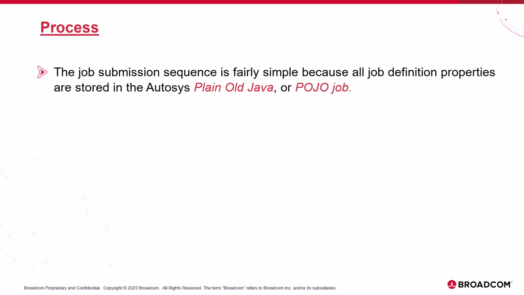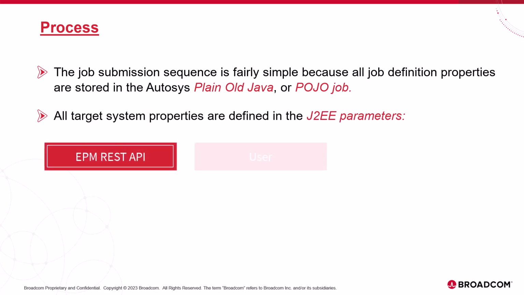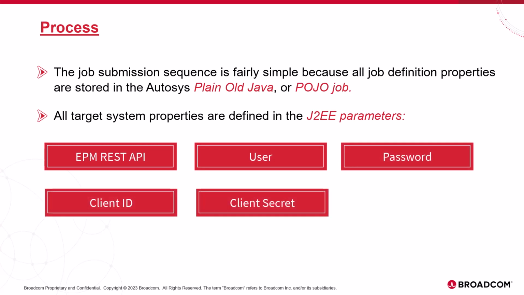The job submission sequence is fairly simple because all job definition properties are stored in the AutoSys plain old Java object, or POJO, job. All target system properties are defined in the J2EE parameters: the EPM endpoint, which is the EPM REST API, the user, password, client ID, client secret, and so forth, depending upon different authentication. Let's look at the sequence of execution.